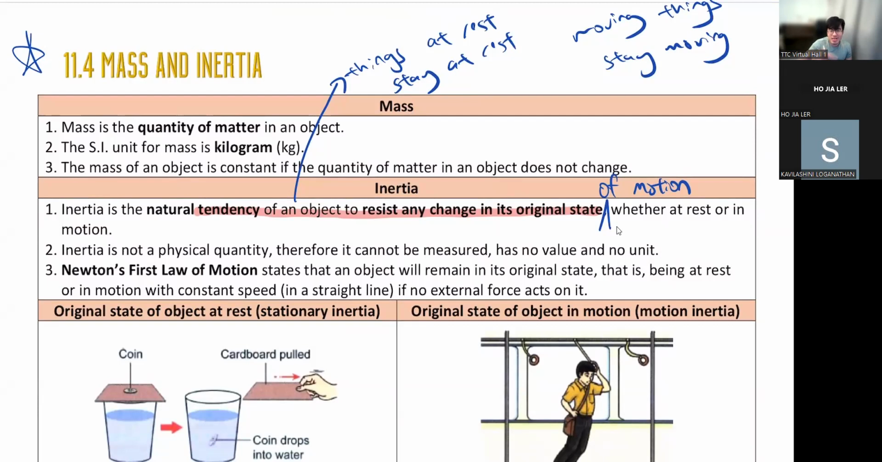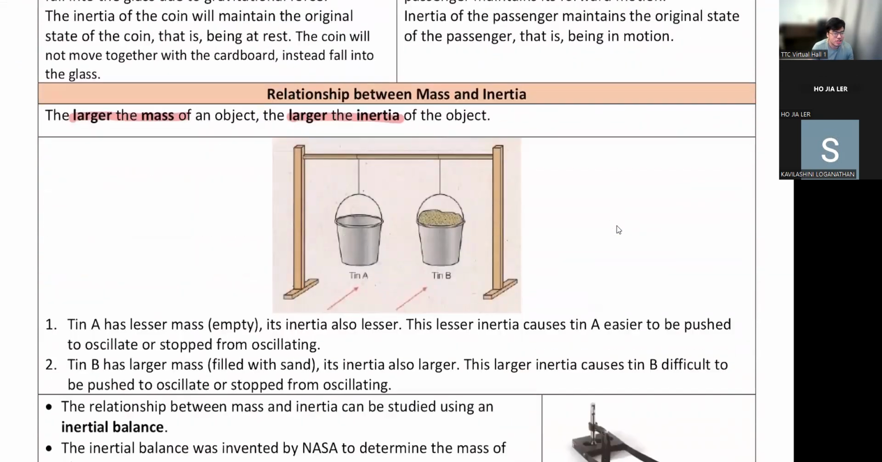Okay, and then when the bus is driving along, you are moving also. And then when the bus stops, you don't want to stop. So you go forward. Right? When the bus suddenly brakes, you just lurch forward. Inertia lah. When you are at rest, you want to stay at rest. When you are moving, you want to stay moving. So that is inertia. This is a law of physics. There's no calculation here. This is just a phenomenon that you should know. So that's your inertia, right?